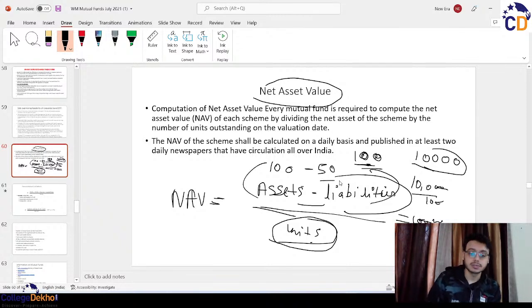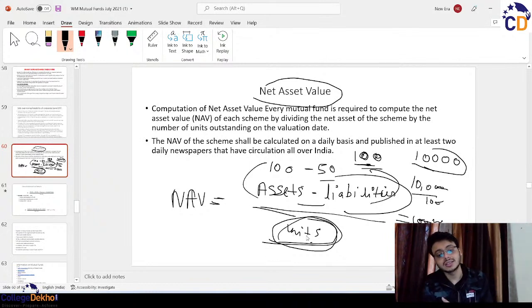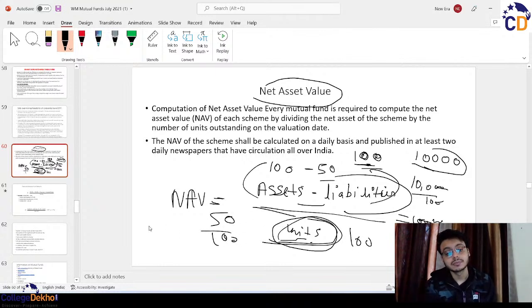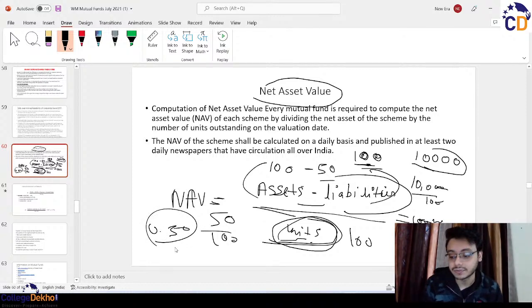Okay, and how many units are there? For example, the number of shares or units are 100. So कितना होगा? It is 50 by 100, 0.50 is your NAV of the mutual fund, the net asset value of the mutual fund. And this is how you calculate the net asset value.